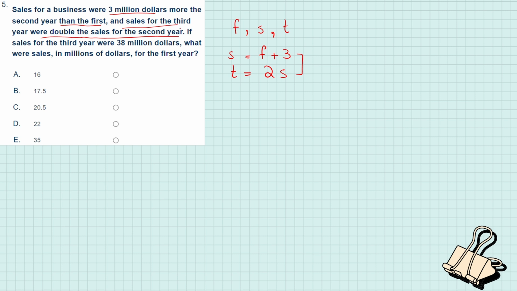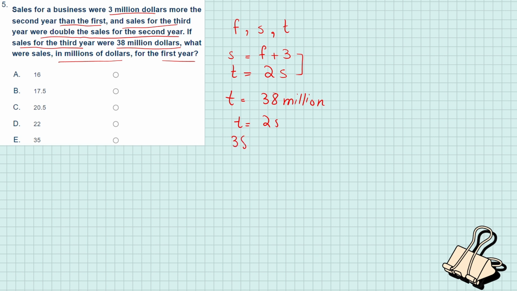In the question we have been given that the sales for the third year were $38 million. It means that T equals $38 million. We need to find what were the sales in millions of dollars for the first year. So we need to find F. First of all, we can use the equation T equals 2S in order to find the value of S. We already know T is 38 million.